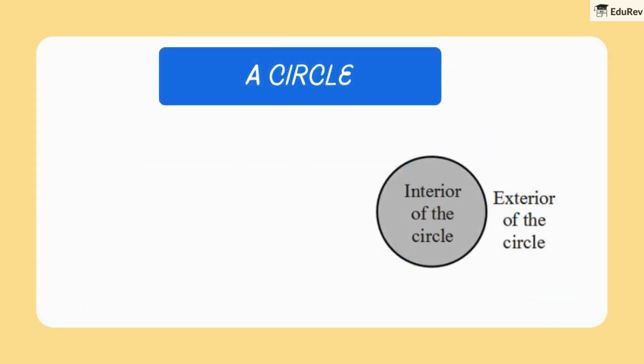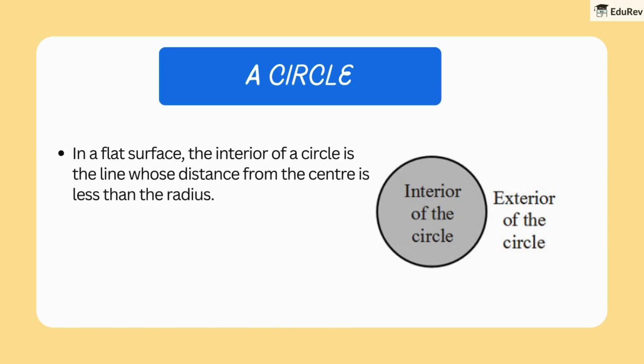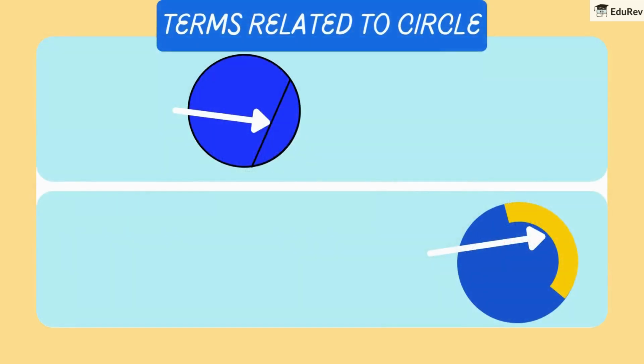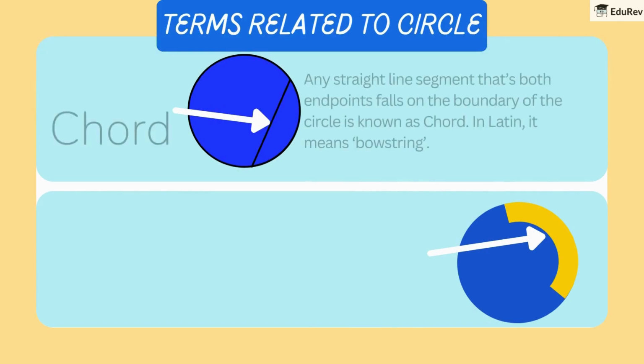Now, let's visualize the circle's interior and exterior. In a flat surface, the interior of a circle is the set of points whose distance from the center is less than the radius. The exterior of a circle is the set of points in the plane whose distance from the center is larger than the radius. To understand circles better, let's get familiar with some terms.